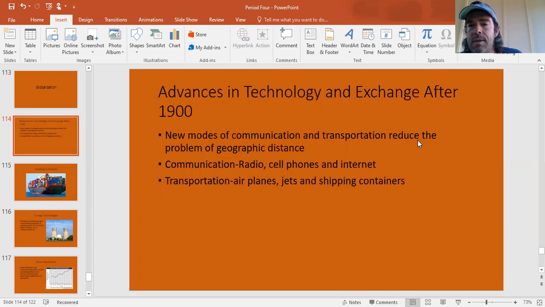Then transportation, airplanes. Remember, the airplane is invented in period 4. It's invented in 1901 in the United States by the Wright brothers. And look at how far it's come in just 120 years or so. Jets, which are technically different than airplanes. And this next one's a big thing, and it's something that we don't think about a lot. The creation of shipping containers. You're like, shipping containers? What's the big deal about that?